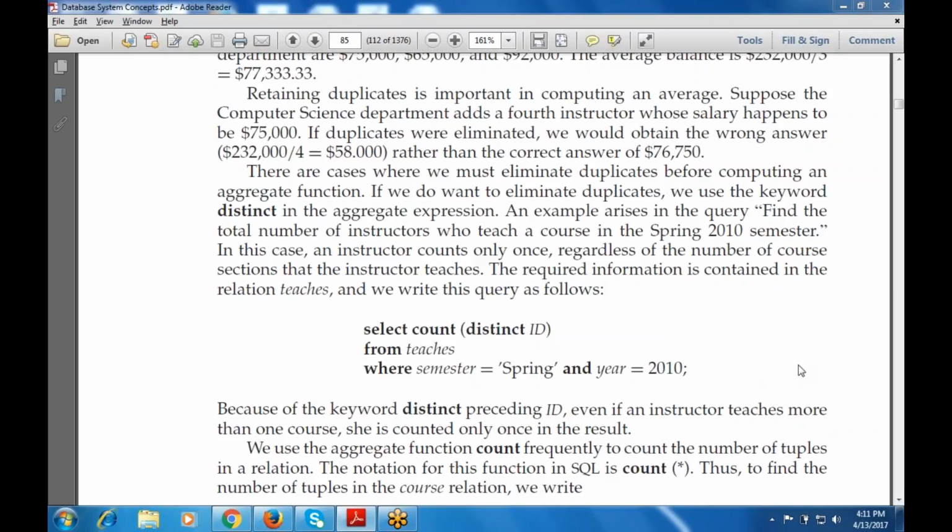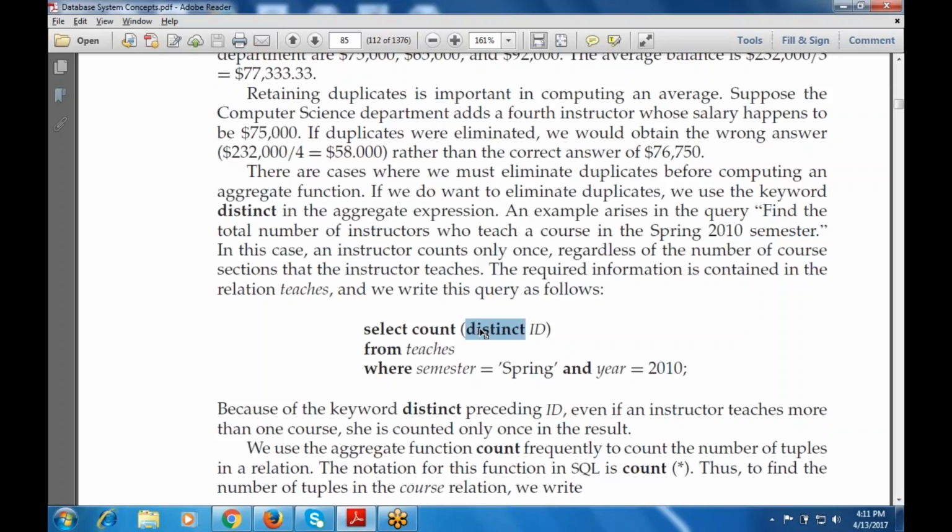Now, to eliminate the duplicate results, we have to use the distinct keyword. So this is select count. We are using the function as well as the distinct keyword. So: select count(distinct ID), that means the ID will be found with distinct values, from teaches, where semester equals 'Spring' and year equals 2010.